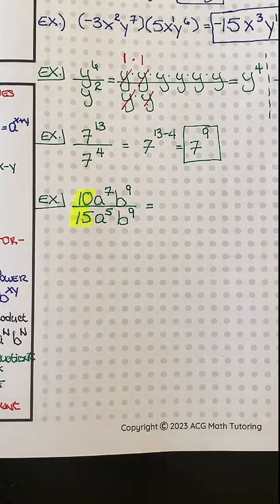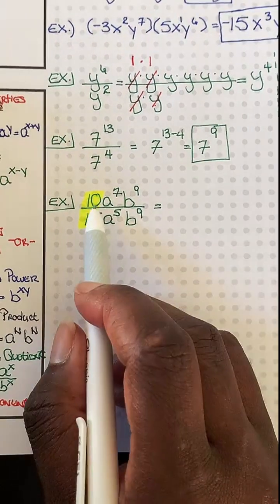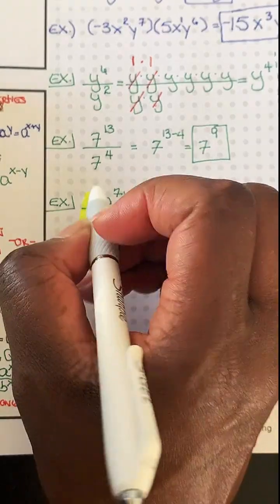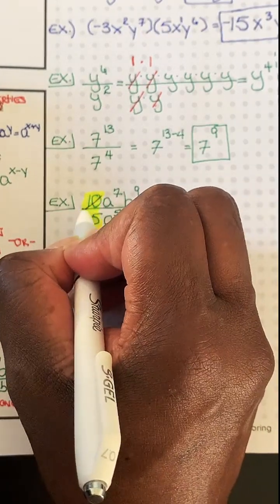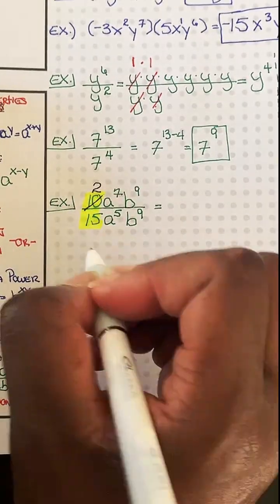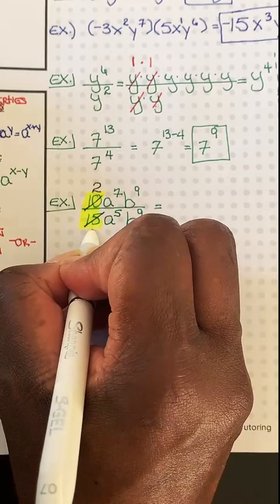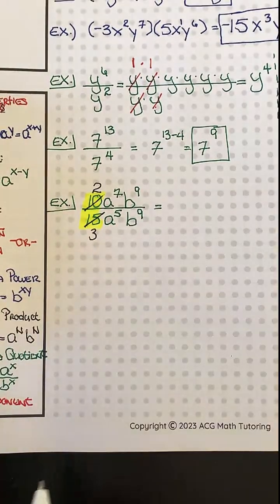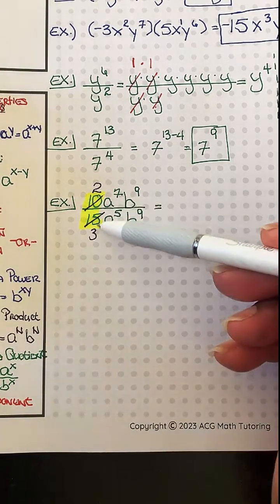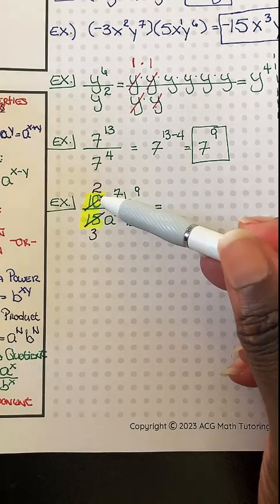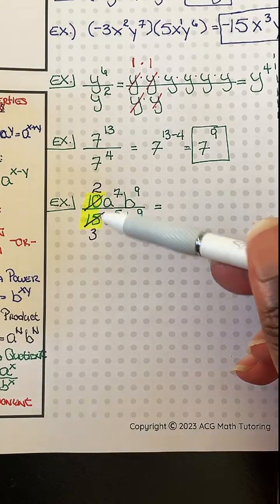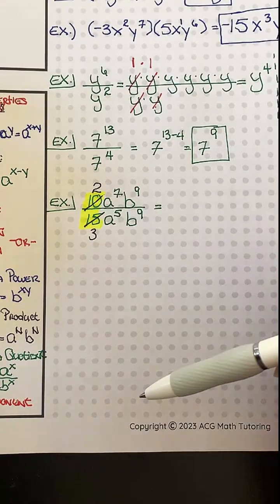And I think a lot of you guys were telling me. So what they have in common is 5, right? So 10 divided by 5, that gives me 2. 15 divided by 5, that gives me 3. So if you guys were wondering, where is this 2/3 coming from? That's where the 2/3 is coming from. The coefficients, you basically either divide or you simplify and keep it as a fraction.